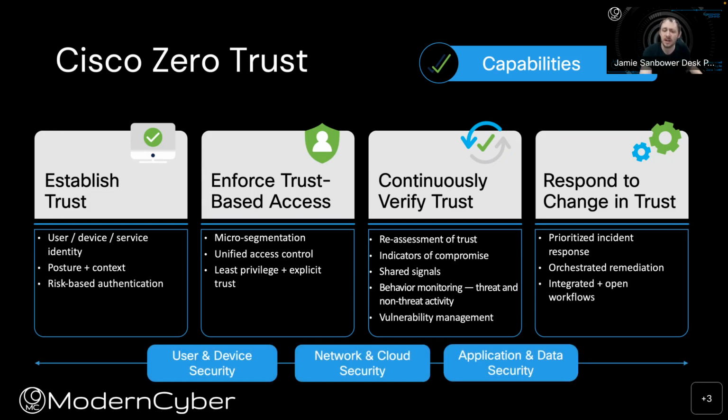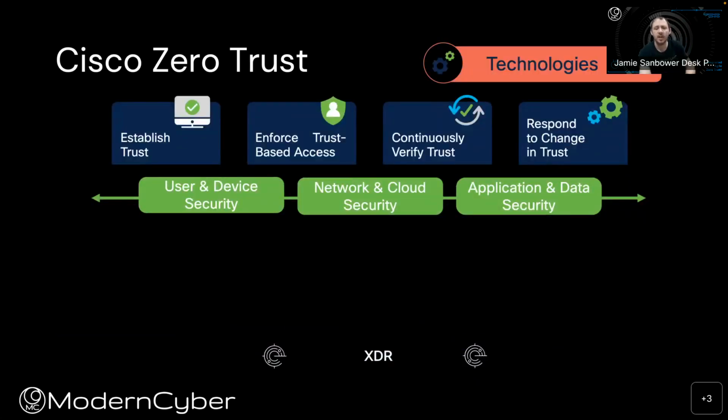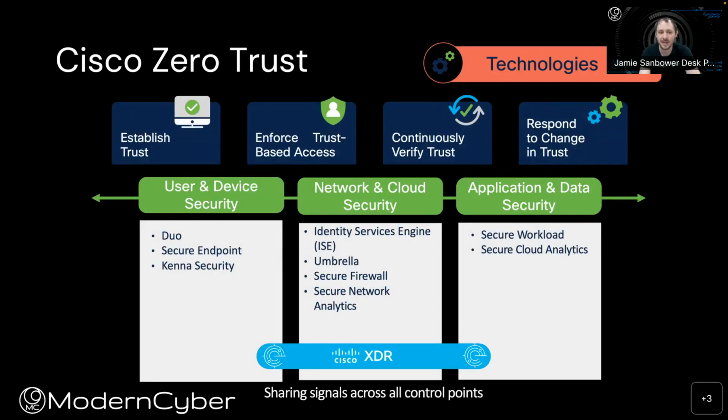Now, all of these things are applied whether we're applying Zero Trust principles to user and device security, network and cloud security, as well as application and data security. One of the big questions that does come up, though, is what technologies in Cisco's vast portfolio actually enable Cisco Zero Trust Architecture? And when we take a deeper look into this, you can see from a product standpoint and a technology standpoint, when we're thinking about user and device security, primary technology there is going to be Secure Access by Duo, or Access Management by Duo is the new name, Secure Endpoint, and even Kenna Security for vulnerability management.